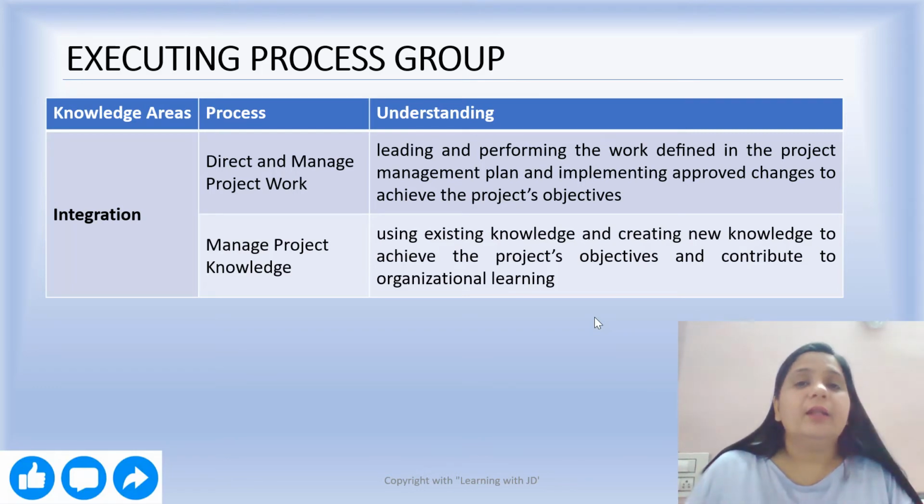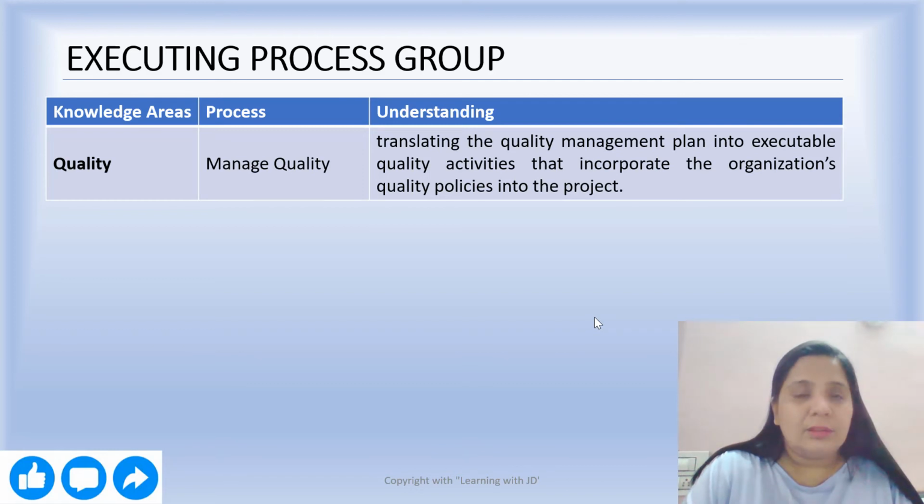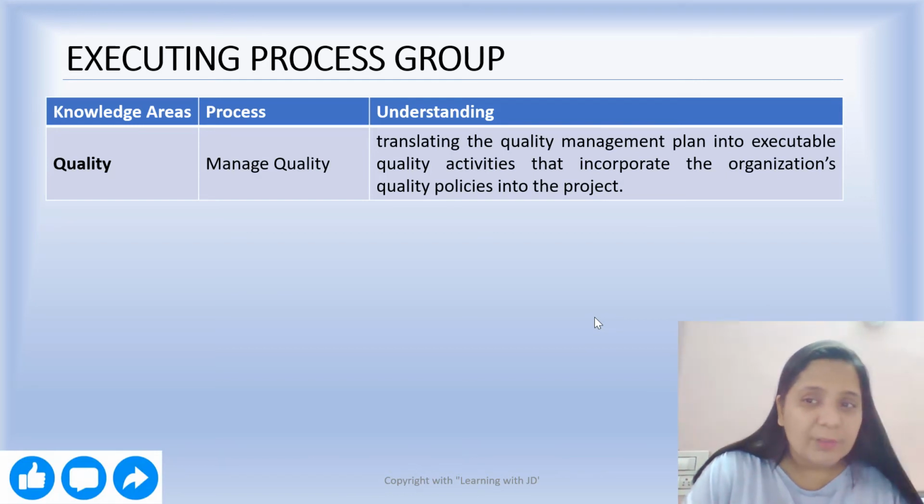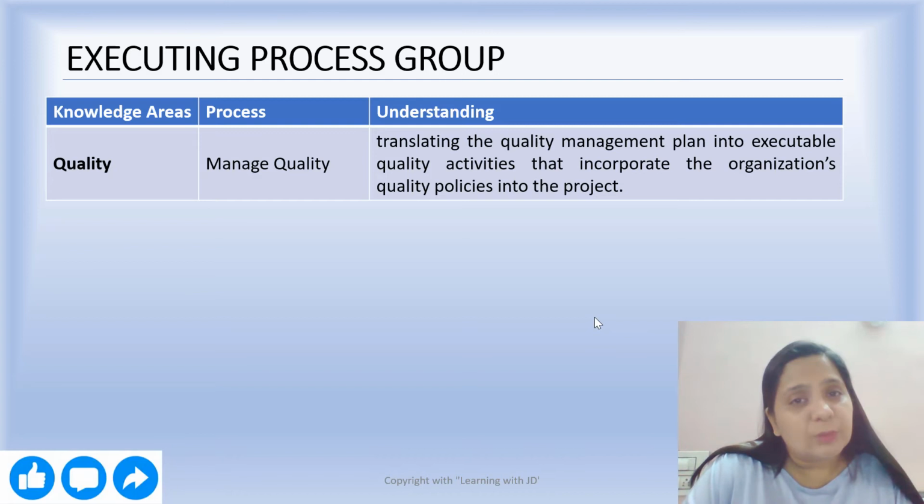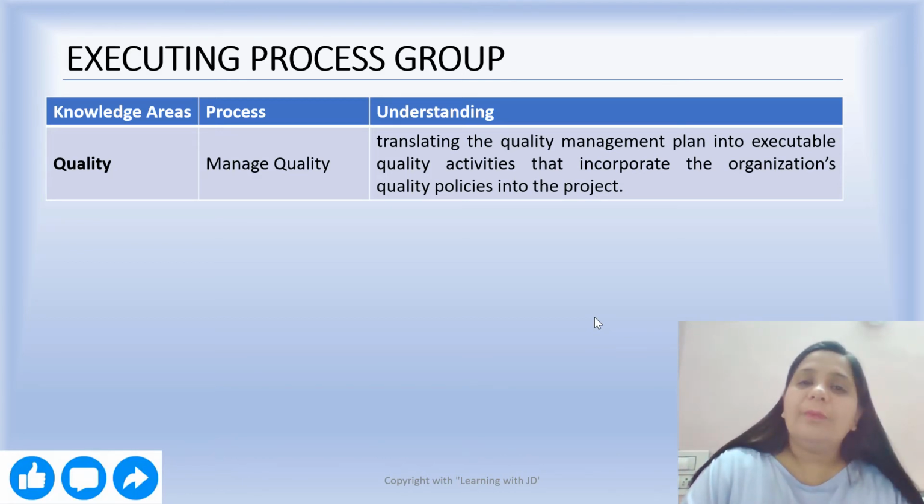So you are creating that new knowledge, and this is going to help achieve the project's objective. The next one is quality, the manage quality process. Translating the quality management plan, what we discussed in the planning process group, into executable quality activities that incorporate the organization's quality policies into the project.